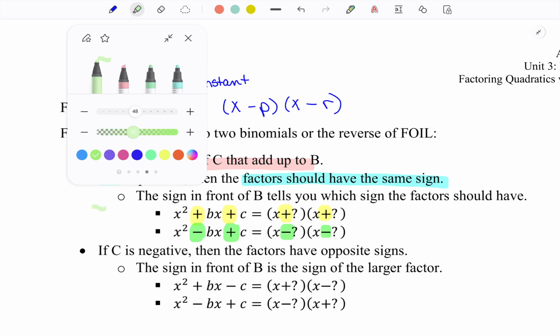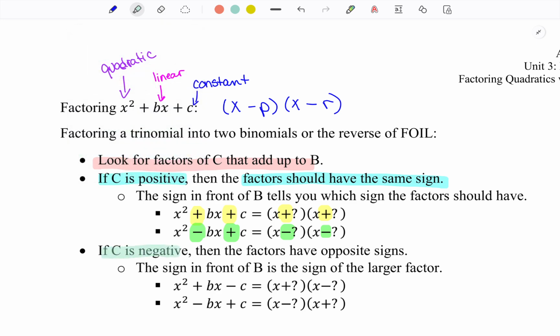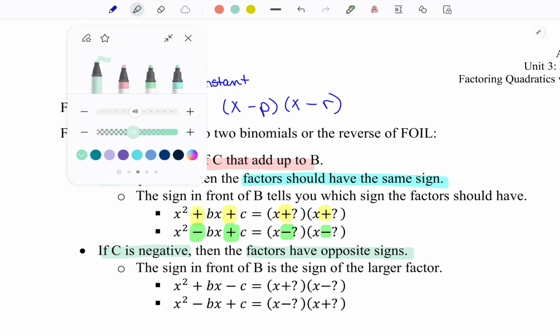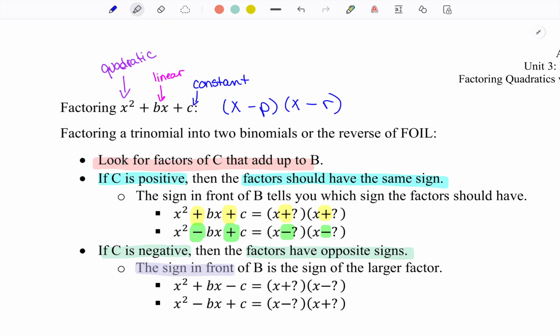Then if we have a C that is negative, then our factors will have opposite signs. So your signs will not match. You'll have a positive and a negative. Then the sign of B is actually going to be what we call the larger factor, like its absolute value will be larger. So if B is positive, your larger factor is positive. And then if B is negative, then your larger factor is going to be the negative factor.